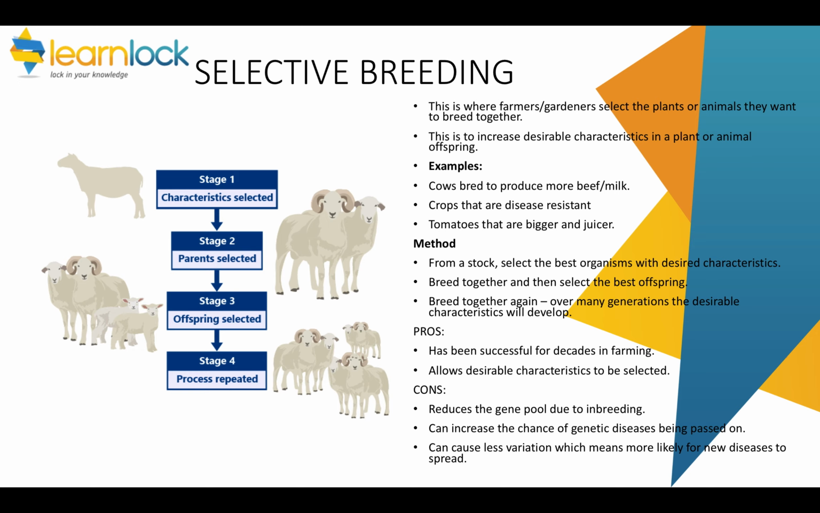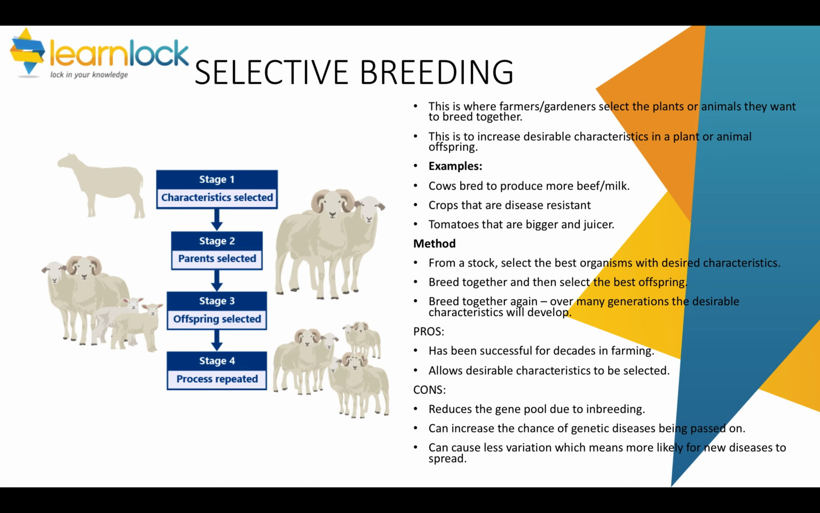So one way we can use variation to help us is selective breeding. Now, selective breeding is quite literally what it says, selecting and then breeding. So it's when farmers or gardeners mainly select an animal or plant that they want and then another to breed together, and they would choose desirable characteristics. So they would choose certain factors that they want. For example, in a cow, they might choose features such as having more meat or producing more milk or being more fertile. In plants, it could be crops that are more disease resistant or bigger or riper.